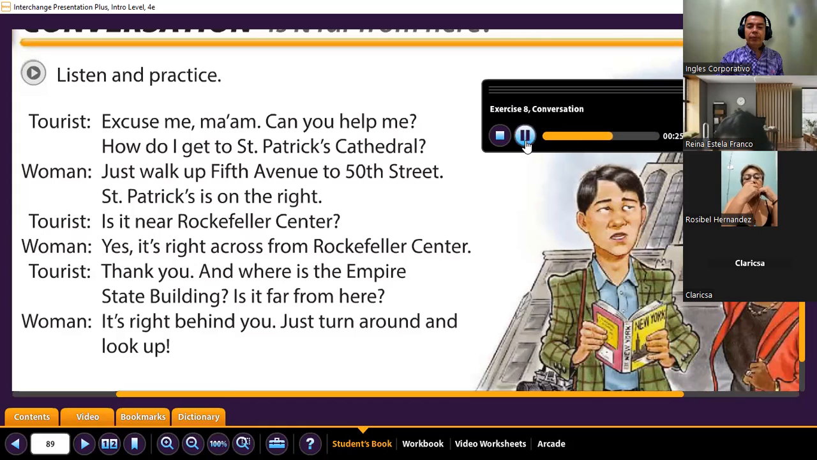St. Patrick's is on the right. Is it near Rockefeller Center? Yes. It's right across from Rockefeller Center. Thank you. And where is the Empire State Building? Is it far from here? It's right behind you.